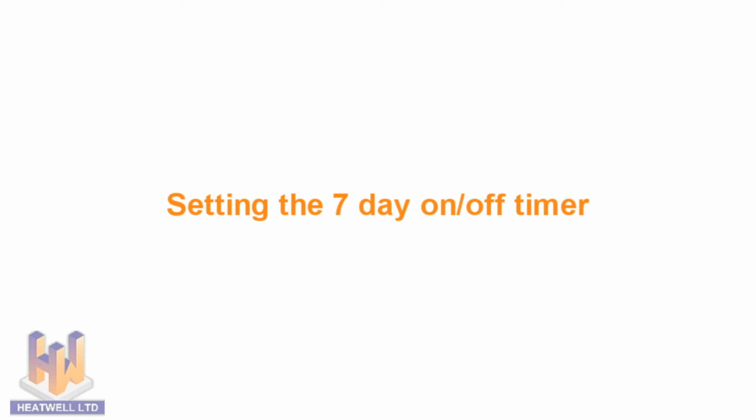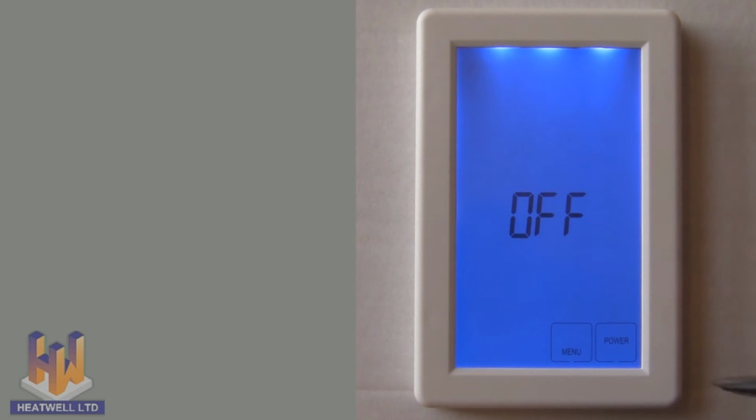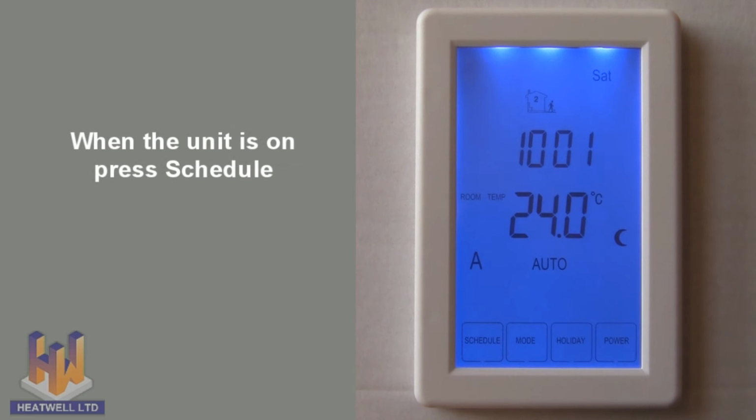Setting the 7-day on-off timer. This will allow us to use either 7-day mode, where we enter one day's times and those times will be applied across the whole week, or we can set each day's on and off times individually. To begin, turn on the unit by pressing Power, then press Schedule.